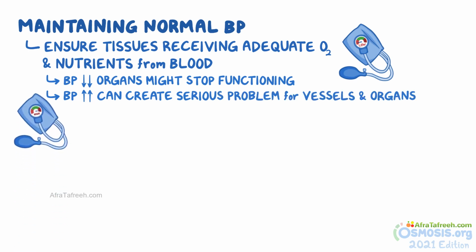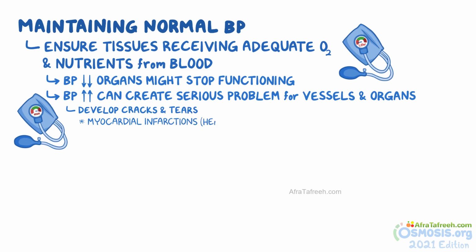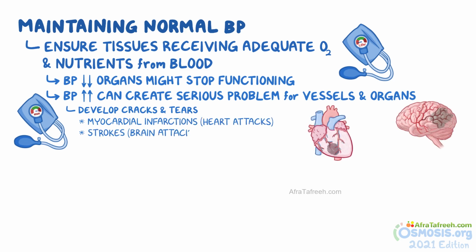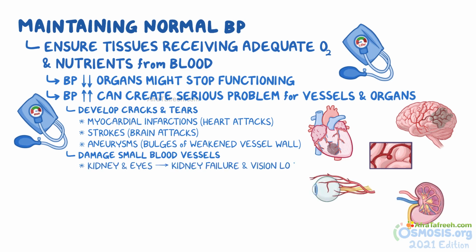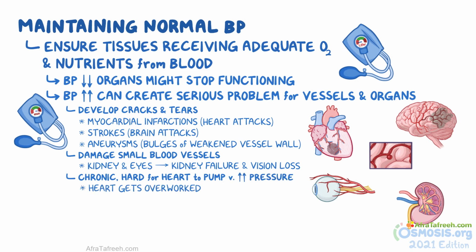Just like a garden hose that's always under high pressure, in the long term, blood vessels may develop tiny cracks and tears that can lead to serious problems, like myocardial infarctions or heart attacks, strokes or brain attacks, and aneurysms or bulges of a weakened blood vessel wall. Increased blood pressure can damage small blood vessels like those seen in the kidney and eyes, leading to kidney failure and vision loss. Chronic increased blood pressure also makes it hard for the heart to pump blood out against the increased pressure. Over time, the heart gets overworked, and this can lead to heart failure.